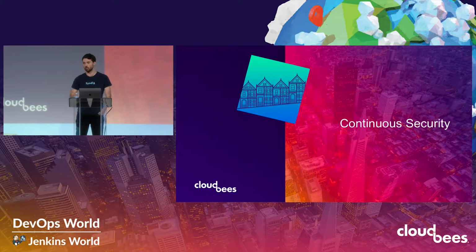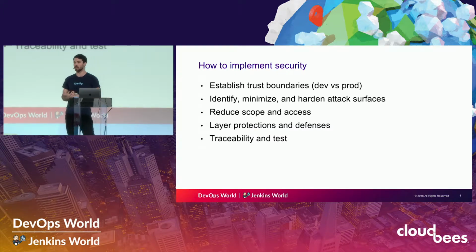So let's move on to continuous security. And what we're doing from a security perspective is going to be the same thing that you thought about before. From an implementation perspective, you're going to want to establish those trust boundaries. Where before, this might have been something that's physical, where you have different nodes that you're using for dev, different nodes that you're using for prod environments. In a Kubernetes perspective, this can be different namespaces.